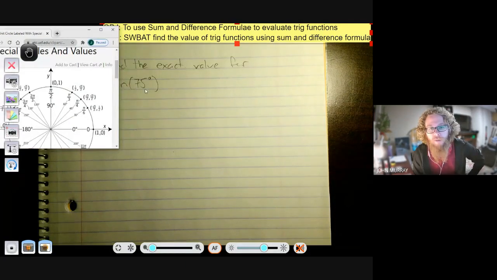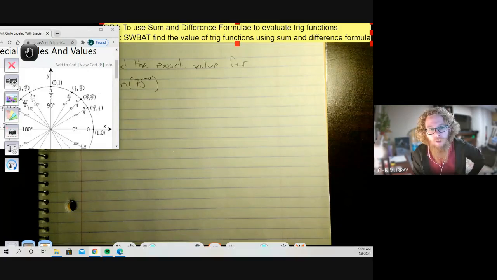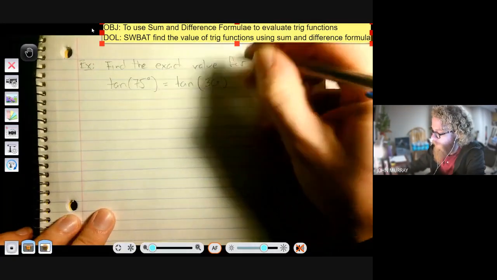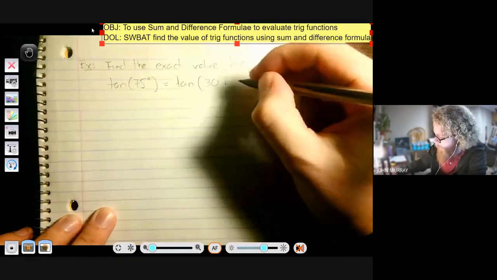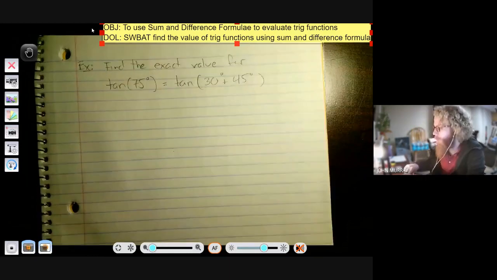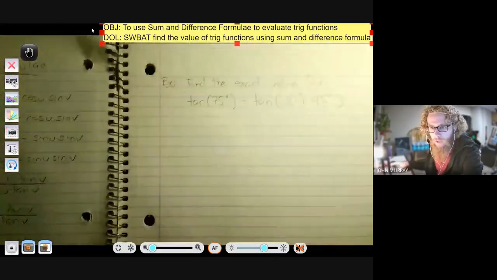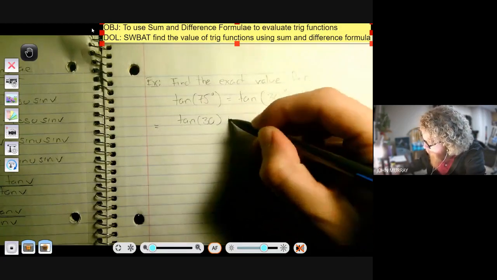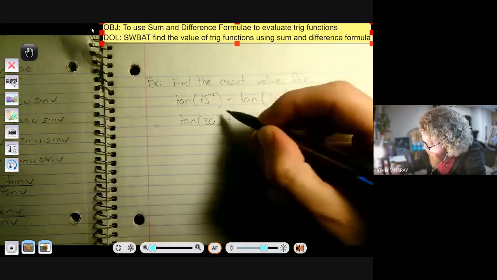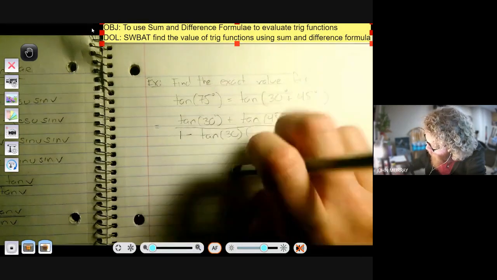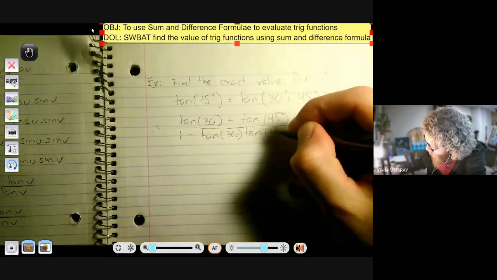So with 75, what numbers can I use for 75? I can use 30 and 45, right? If I add those together. So I'm going to rewrite this and say that this is the same thing as the tangent of 30 plus 45. All right, so you're going to go back and reference your rules. Tangent always confuses me, so I need my own reference. So I'm going to have the tangent of the first one plus the tangent of the second one, all over 1 minus tangent of the first one times tangent of the second one.